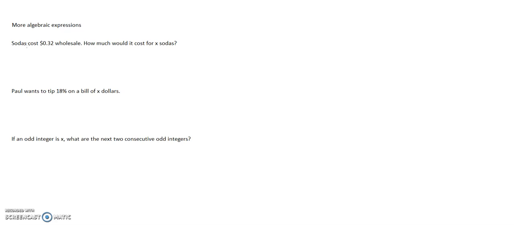The first one is: sodas cost 32 cents wholesale. How much would it cost for x sodas? Okay, so we're given a unit price. This is what it costs for one thing, and we want to figure out how much it would cost for multiple things. If you're ever not sure what to do, come up with a simple example that might help you figure it out. So you know that one can is 32 cents, two would be 64, three would be 96.